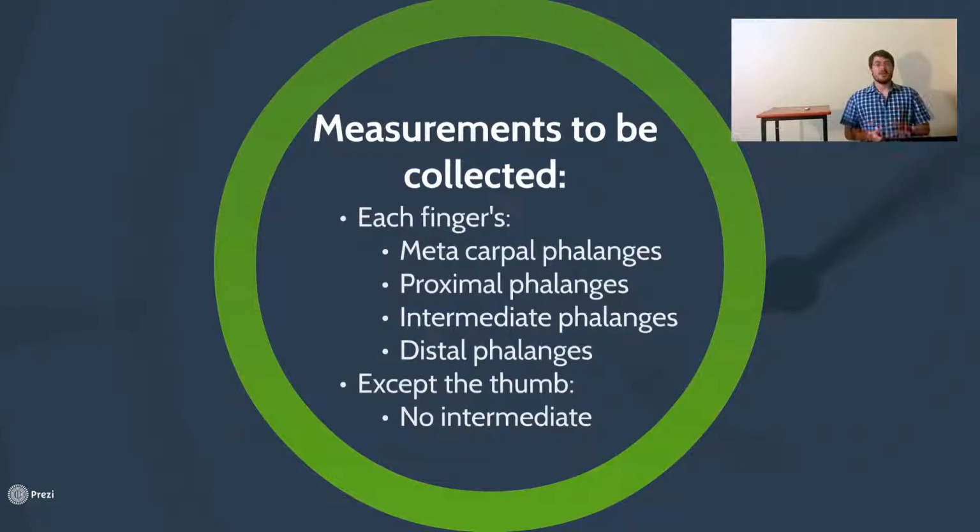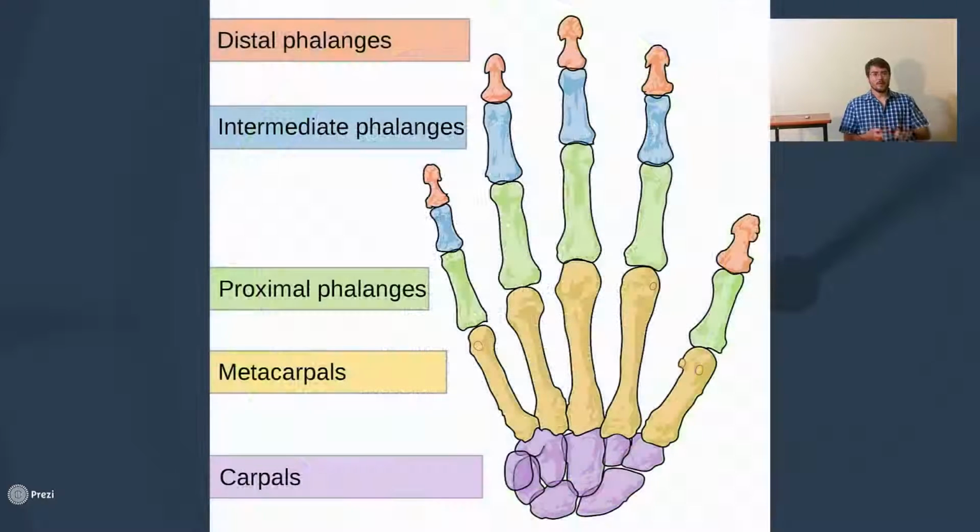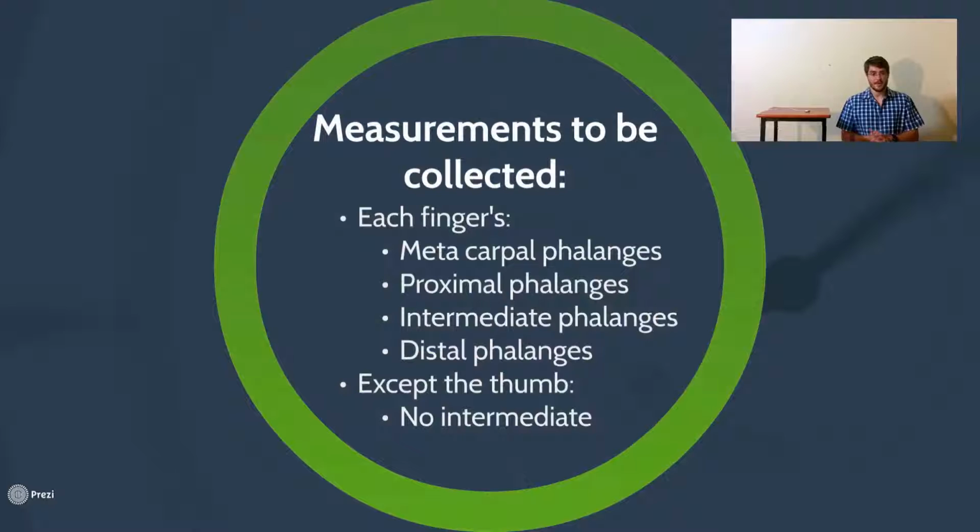The measurements that will be collected by the controller are those of each finger's bones, or more accurately, the phalanges. These include the metacarpal, the proximal, the intermediate, and the distal phalanges. It should be noted that the thumb, however, does not have an intermediate phalanx. The following part of the presentation will introduce an example of the artifact.